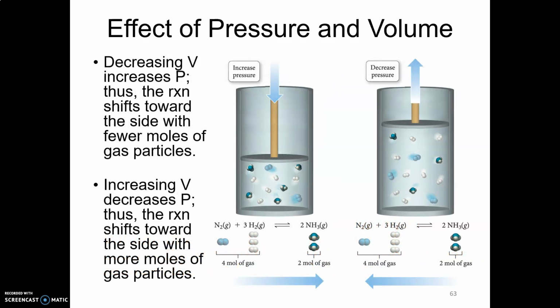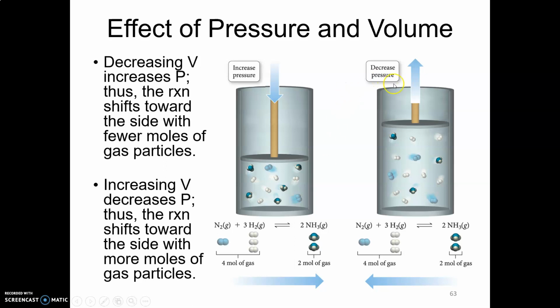So let's look at an example. Let's look at the production of ammonia from nitrogen and hydrogen gas, okay? So in this reaction, you have 4 moles of gas reactant and 2 moles of gas product. So if you cut the volume, you have dramatically increased the pressure. The only way we can decrease it is shift it to the side of this reaction that's going to generate the lowest number of molecules. 4 versus 2. 2 wins. 2 is fewer, so it's going to shift to the right, to the fewest amount of molecules.